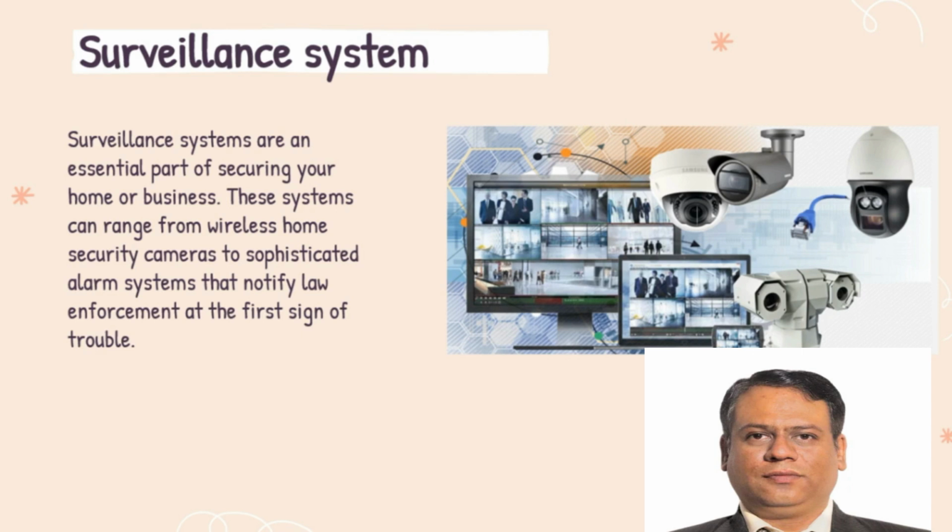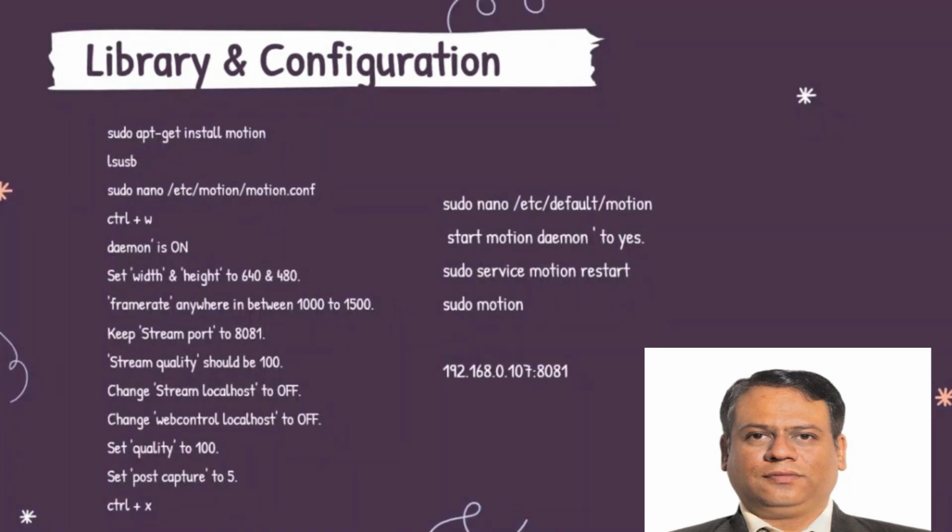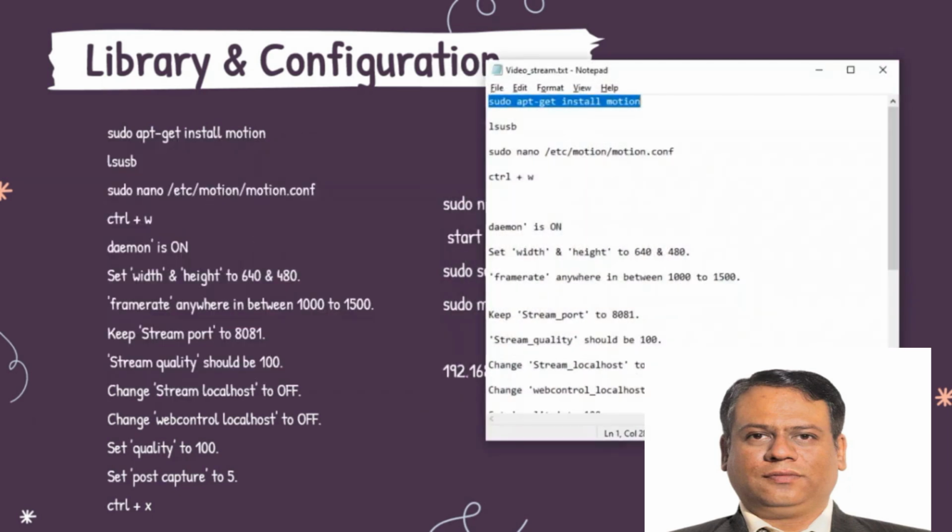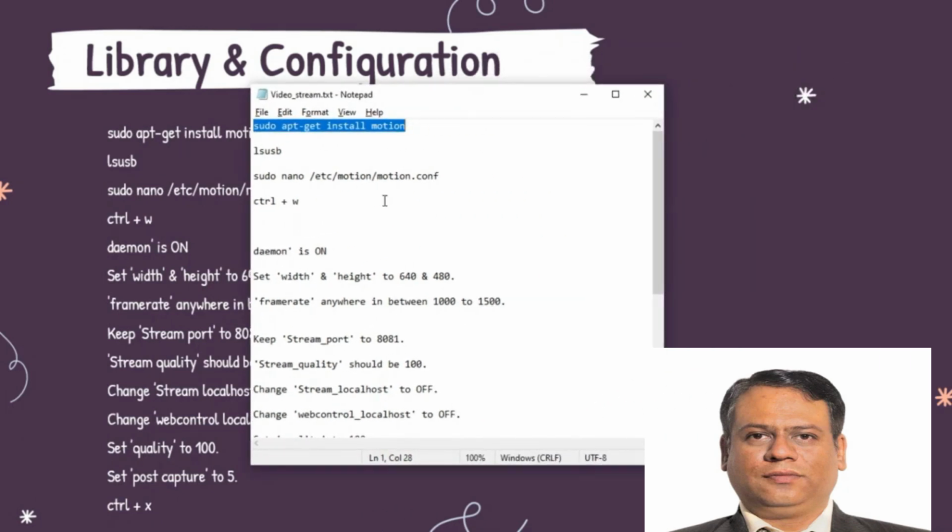So here we are going to see simple web page services where we are going to stream the camera feed. Okay, so first of all we need to install a library and then do configurations. I have attached this configuration as a notepad in the attachment section. Okay, you can please download it. So this is the attachment section, which has a video stream.txt. So line by line, the same as I have given here, you just need to do it.